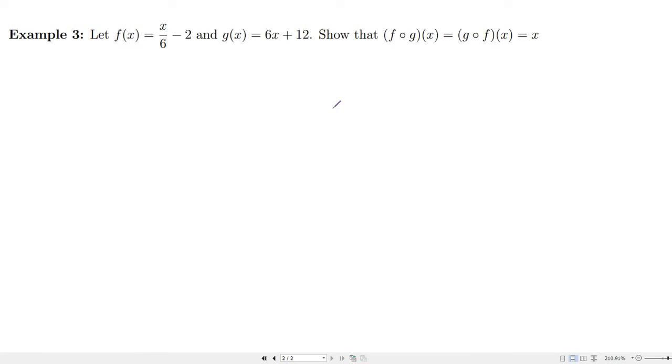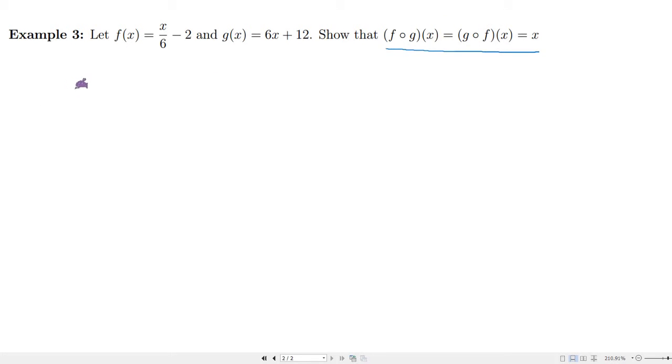So in this third example here, we have two functions. f of x is x over 6 minus 2, and g of x is 6x plus 12. And so we're told to show that this expression here is true. So we want to show that f compose g of x is the same as g compose f of x, and it turns out that that's x. So what we'll just do is we'll actually just simplify this into two steps.